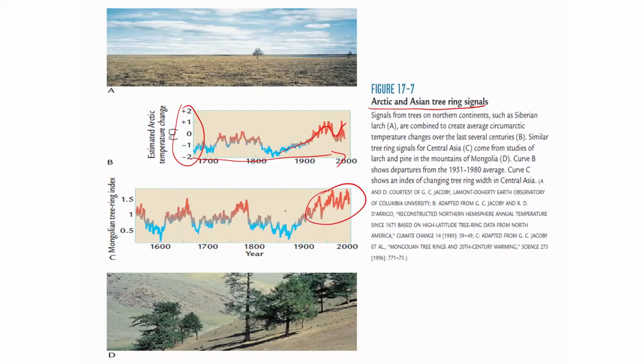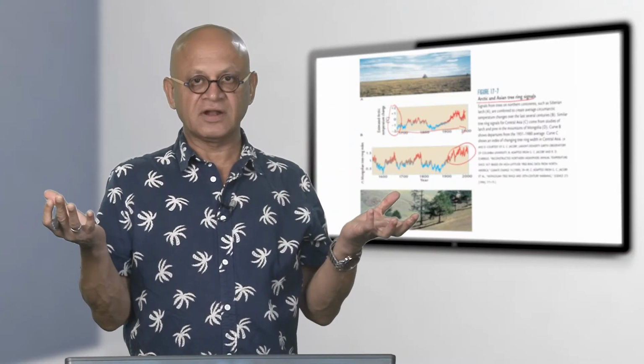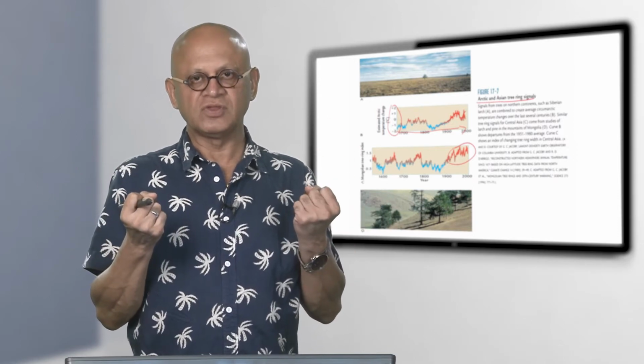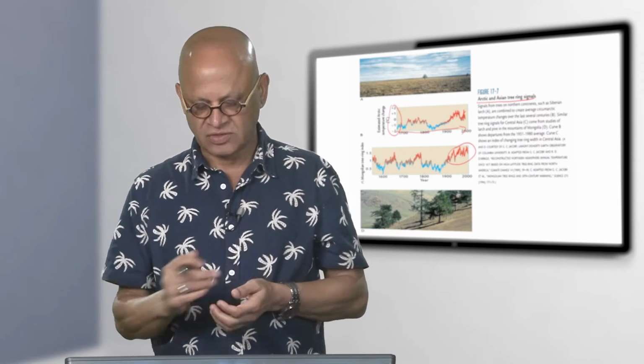these high latitude regions or high altitude regions. This is the Mongolian tree ring index, quite a bit of warming, 1.5 degrees or more, and the Arctic. So again, ice albedo feedback is going to be critical in the Arctic, as more energy is going to be absorbed into the ocean, more heating, more melting, and so on and so forth.